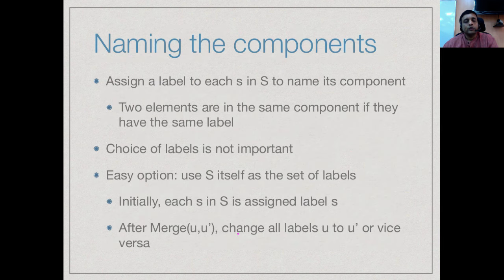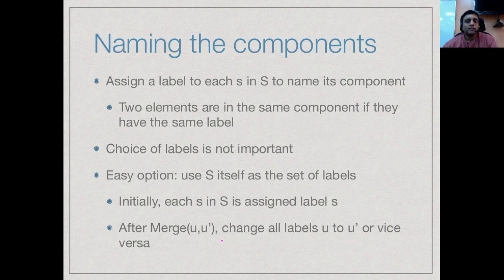So the first issue that we have to deal with is about the names of the components. What do we call these components? A simple solution we will find is to just use the elements of the set itself as the names. It doesn't really matter what names we give. We just need to be able to check periodically whether S and T or U and V belong to the same component. So we just need to know whether find of U is equal to find of V. The exact choice of how we label find of U and find of V doesn't matter so long as we can check whether two labels are the same or different.